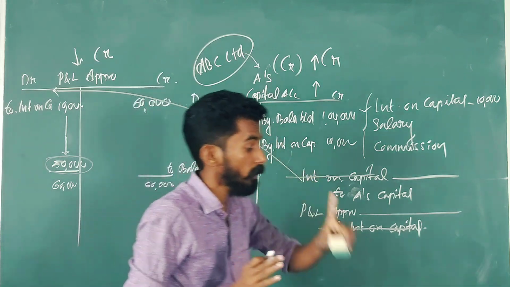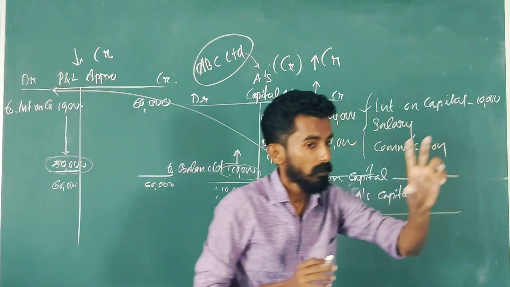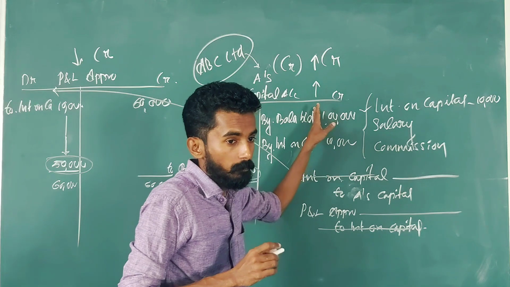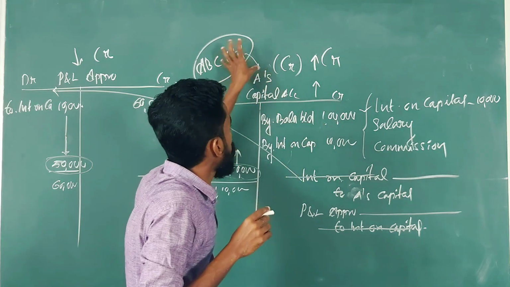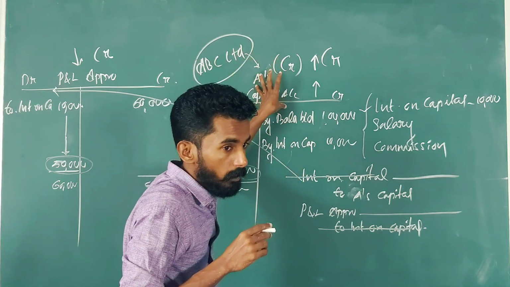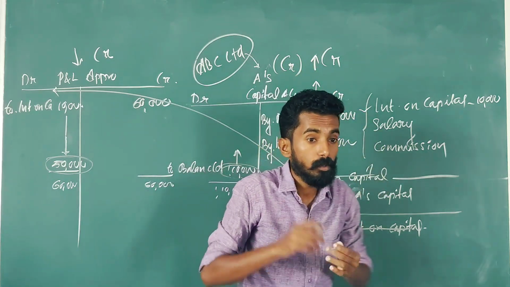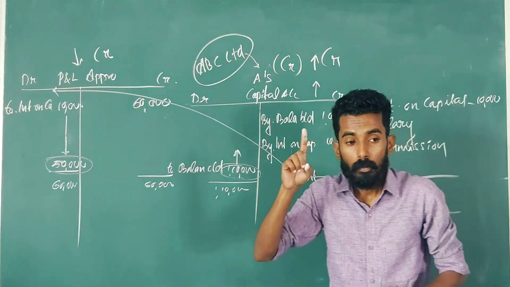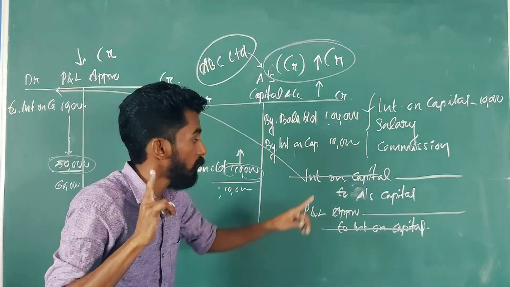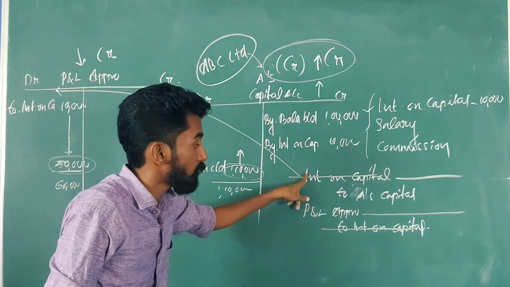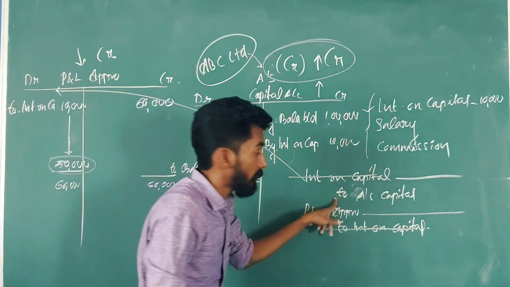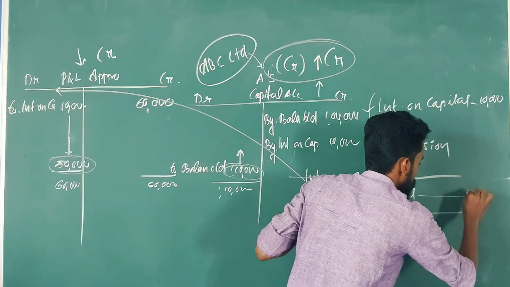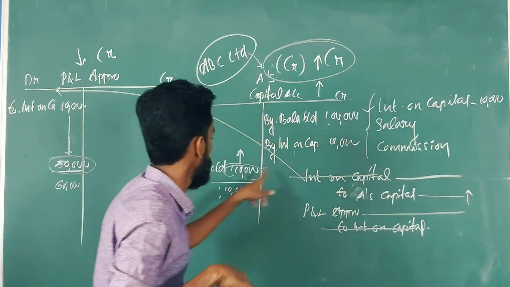Opening journal entry for interest on capital. What is the logic? First of all, capital account shows which balance? Credit balance. So when a firm is providing interest on capital to a partner, automatically capital balance is going to increase. So what is the first journal entry? Interest on capital to A's capital account. See, we credited, so capital account balance will go up.